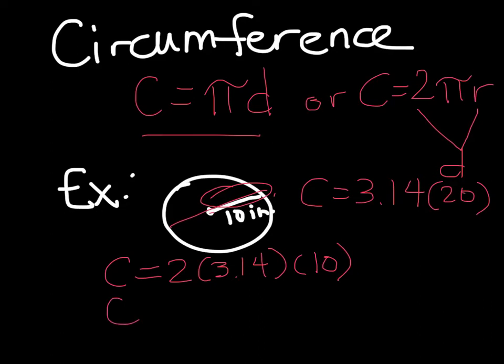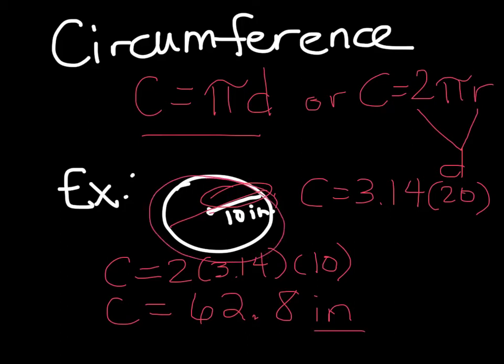And the circumference of our circle is 62.8 inches. Now, circumference is the measurement around our circle. It's kind of like perimeter. So our unit is just inches. It is not inches squared. It is not the area.